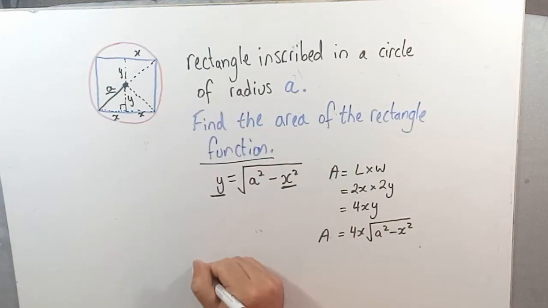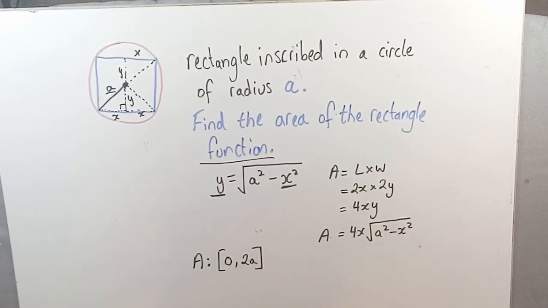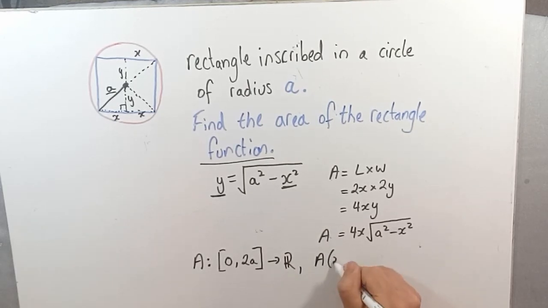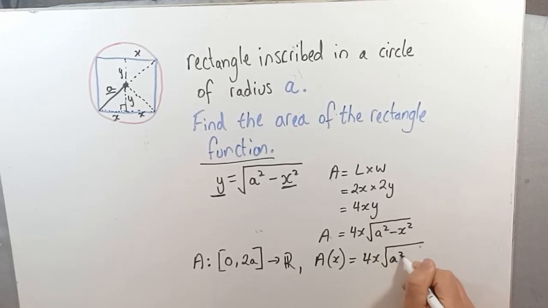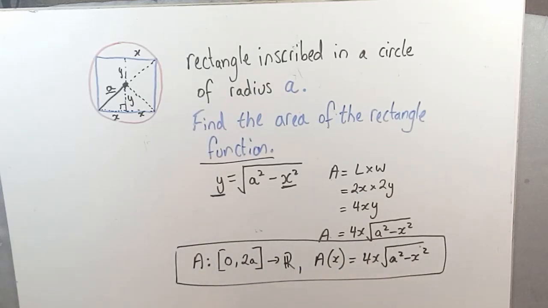Okay, so we're going to write this in function notation. A such that x is between 0 and 2a, mapping to r. We get the rule A of x is equal to 4x square root of a squared minus x squared. That's it. Done. Okay, there's a simple application for you.